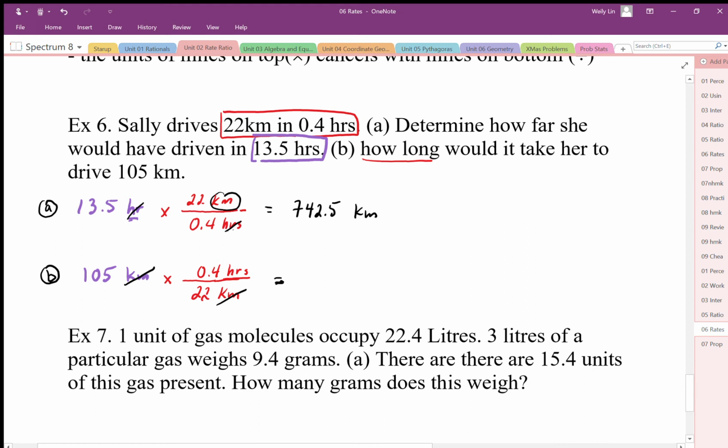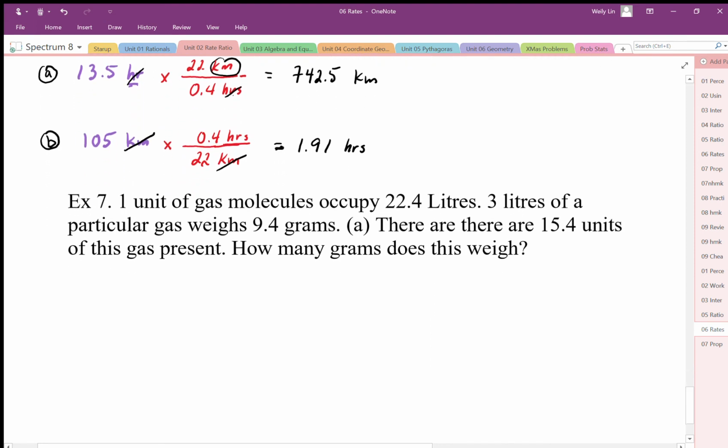So 105 times 0.4 divided by 22 kilometers gives us 1.909. So I'm going to round that to 1.91 hours. Okay, so at this rate, it would take us almost 2 hours to drive 105 kilometers.